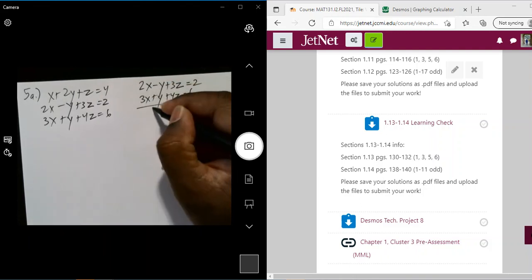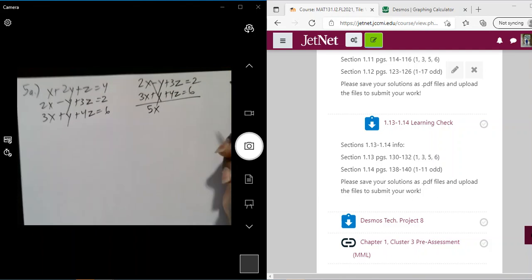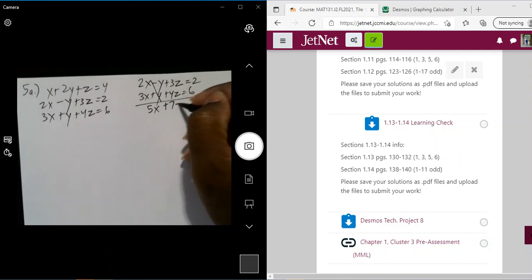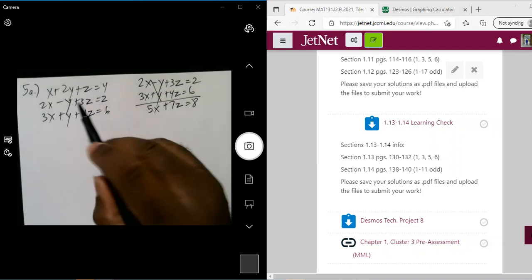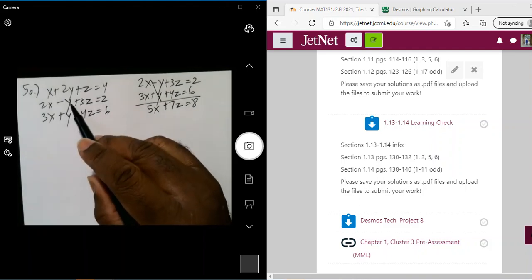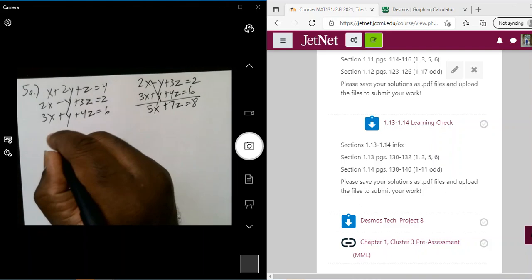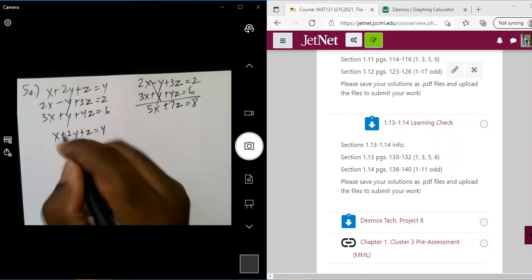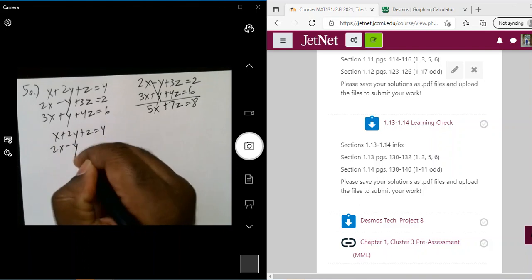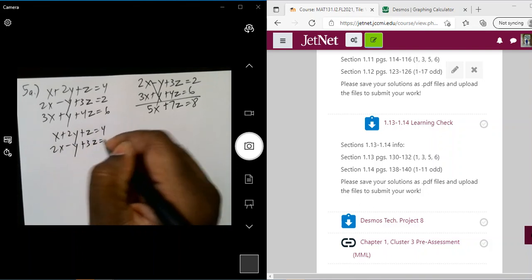Add them together. This would be 5x, the y's will go, plus 7z is equal to 8. Now, I could take this second equation here and go to the first one now. So you add x plus 2y plus z equals 4. And then you add 2x minus y plus 3z equals 2.